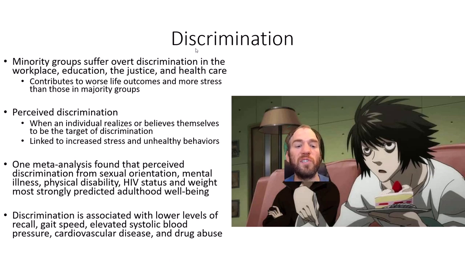And interestingly, discrimination is associated with all these other risk factors: cardiovascular disease, recall, gait speed, drug abuse, again speaking to the intercorrelation of all these different factors. So we talked about discrimination, or lack of positive developmental opportunities, being associated with decreased memory, in this case memory, but also physical development, so gait speed and cardiovascular disease.